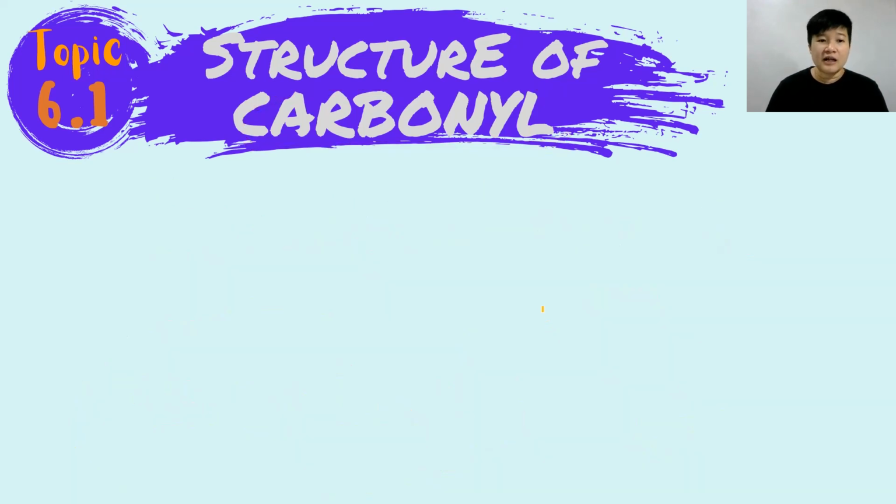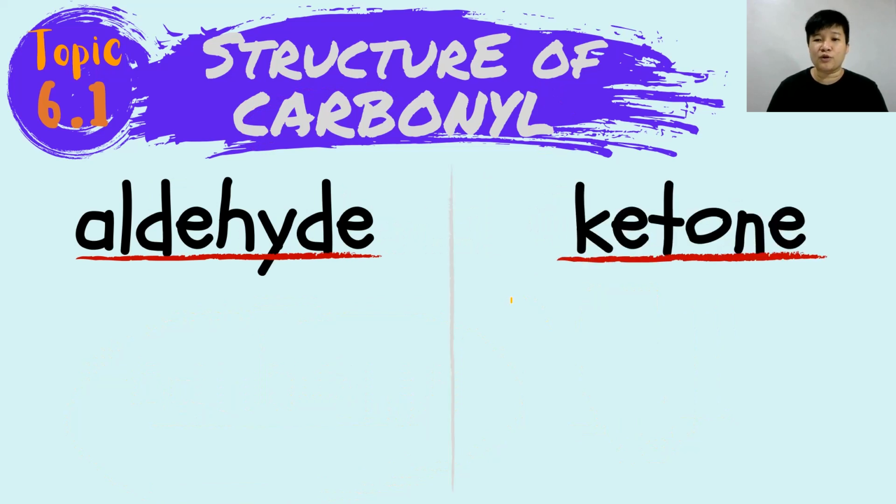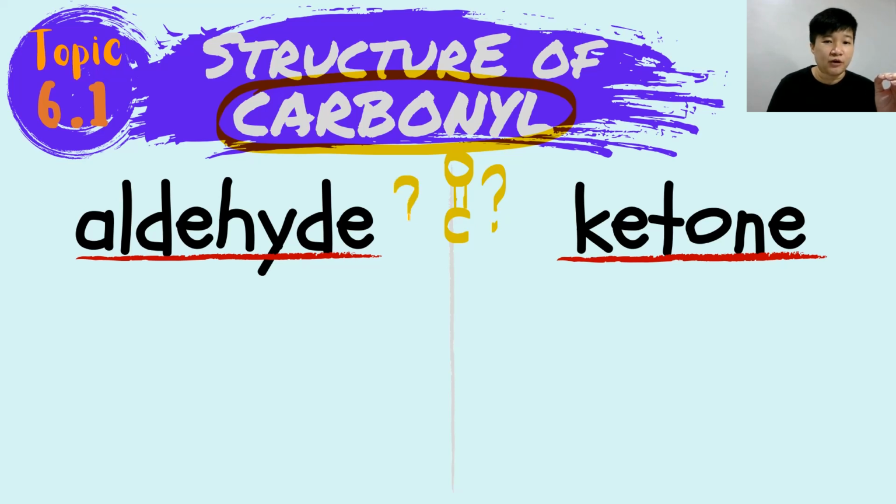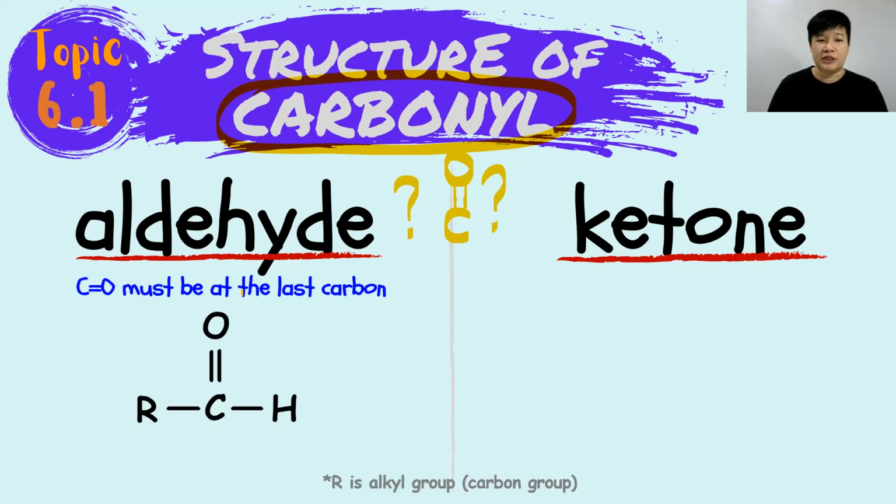And let's move into the detail of it. We have aldehyde and also ketone. So why are aldehyde and ketone both under the same topic? Because both have the functional group carbonyl. Your aldehyde and ketone both will be holding C double bond O. But the question is, where is this C double bond O located? So in your aldehyde, your C double bond O must be at the last carbon.